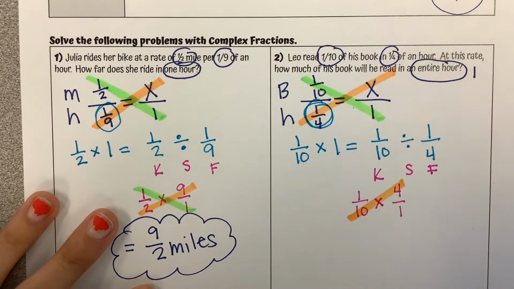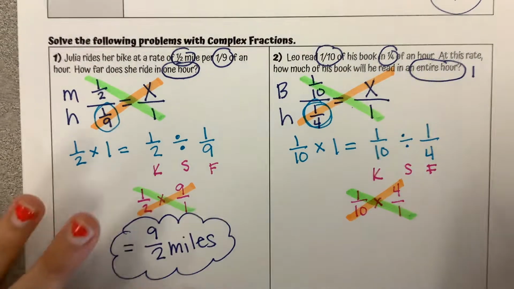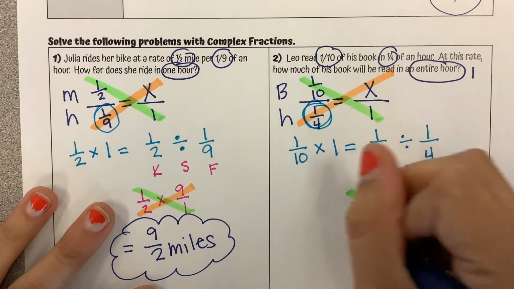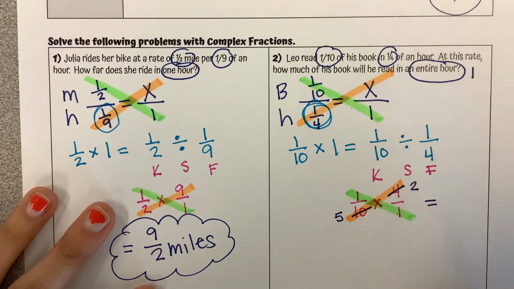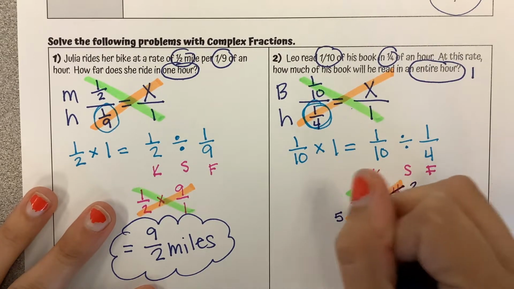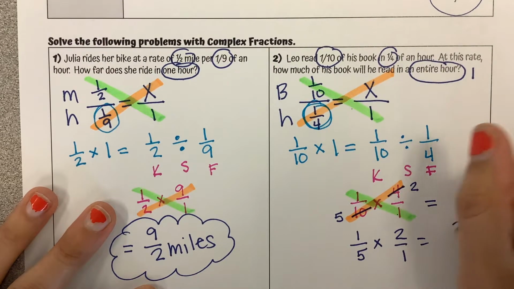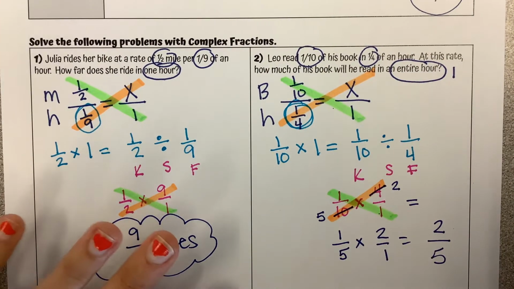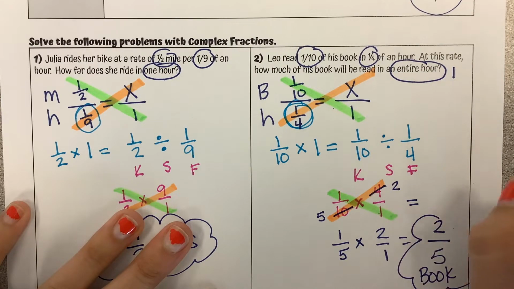Then we're going to use our factor chart to check our diagonals again to see if they can simplify. 1 and 1 is already simplified. 10 and 4 can divide by 2. So 10 divided by 2 is 5. 4 divided by 2 is 2. Now I'm going to multiply across. So I'm doing 1/5 times 2/1. 1 times 2 is 2. 5 times 1 is 5. So 2/5, and the unit we were solving for was the book. So 2/5 of his book in an hour.